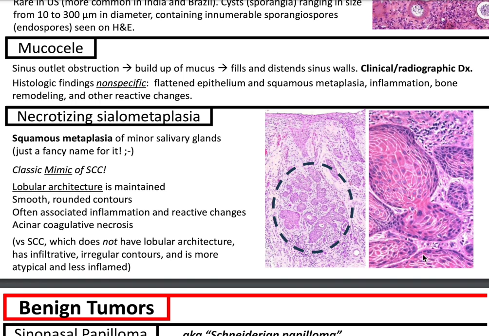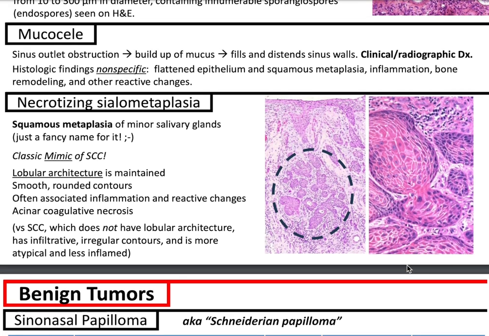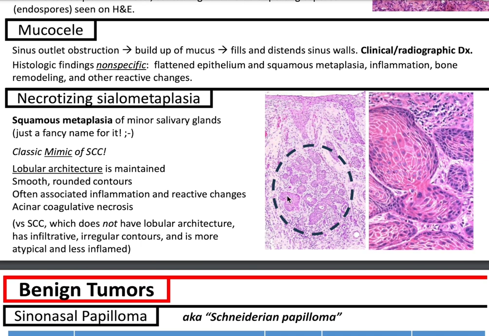Necrotizing sialometaplasia. This is squamous metaplasia of your minor salivary glands, just a fancy name. It's a classic mimic of squamous cell carcinoma as it goes deep into the connective tissue. However, the lobular architecture is maintained. You have smooth, rounded contours, not angulated or jagged nests. It's often associated with inflammation and reactive change, as you can see here and here. And you can have acinar coagulative necrosis.